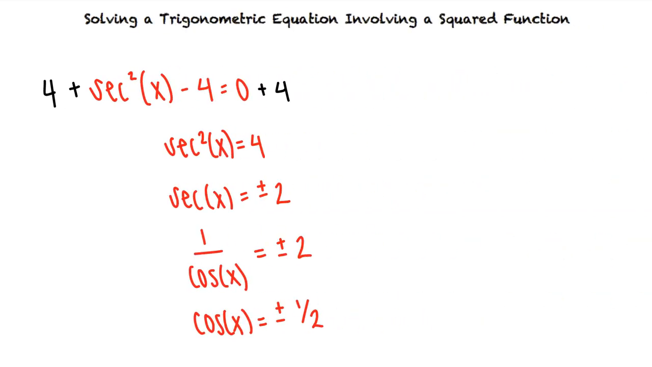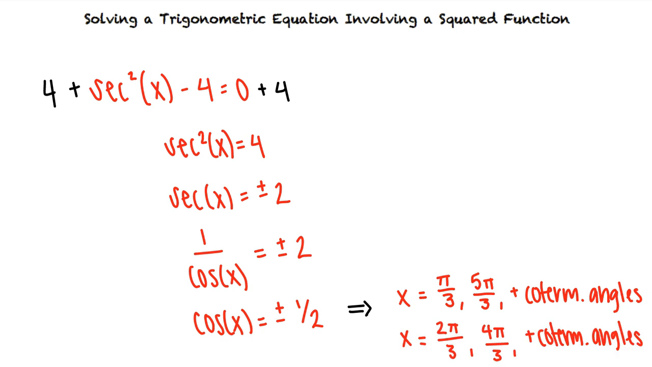We remember that a cosine value of 1/2 occurs at pi thirds, 5 pi thirds, and any angles coterminal to these angles. A cosine value of negative 1/2 occurs at 2 pi thirds, 4 pi thirds, and any of their coterminal angles. That's a lot of solutions. Is there a condensed way to write all of this?